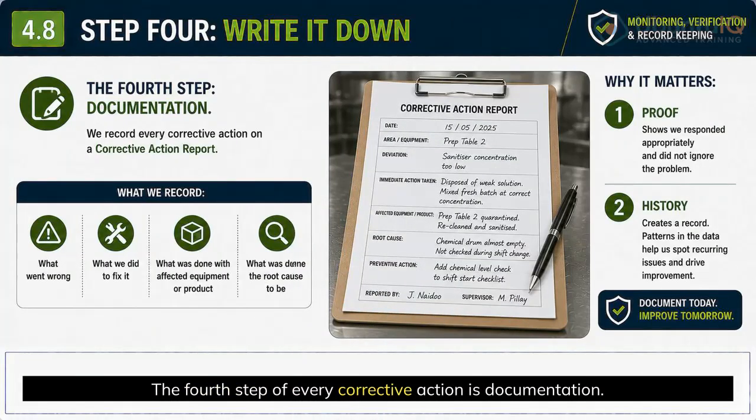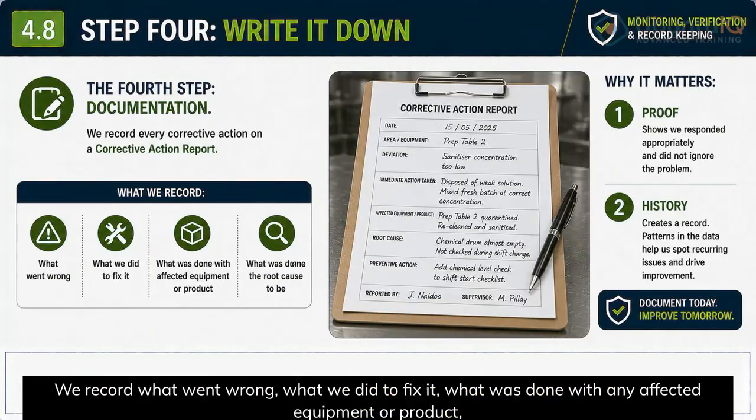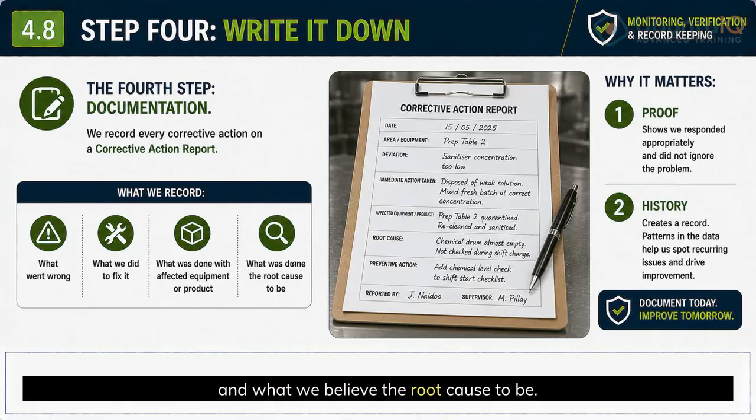The fourth step of every corrective action is documentation. We record what went wrong, what we did to fix it, what was done with any affected equipment or product, and what we believe the root cause to be. We do this on a corrective action report. This record matters for two reasons. First, it's the proof that we responded appropriately, that we didn't ignore the problem. Second, it creates a history. If the same deviation keeps appearing in the same area, that pattern will show up in the records and trigger a deeper investigation. Documentation is what turns a one-off incident into useful data.